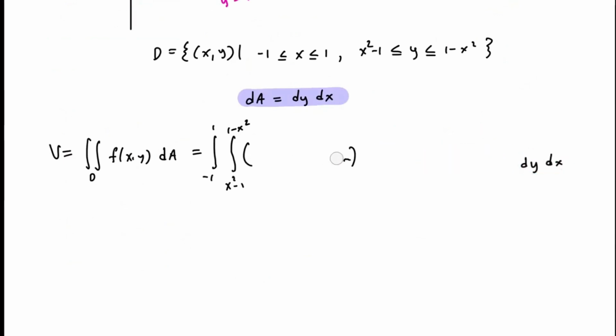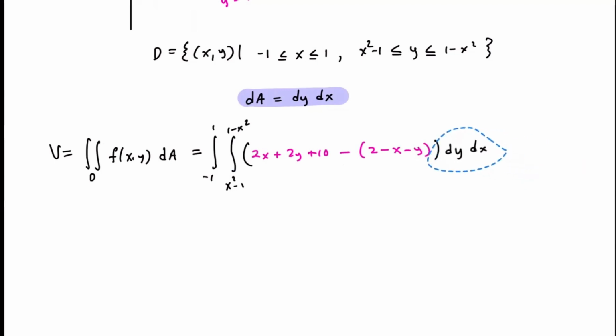So we know our z top, we said this was 2x plus 2y plus 10, and then z bottom, we said that's going to be 2 minus x minus y. All right, and then close up the bracket, and we put in our dy dx. All right, so that is how you set this up. So what I have really replaced here, this is my z top, and here's my z bottom, meaning the top surface and the bottom surface. Subtract. Okay, let's clear this up.